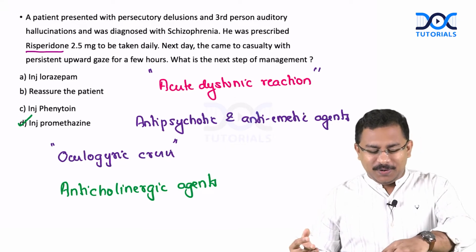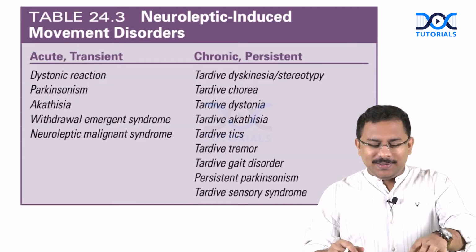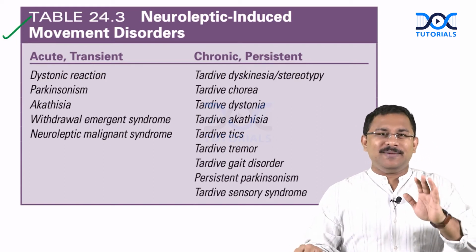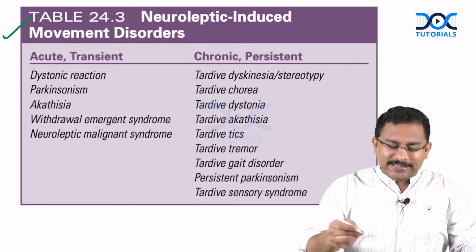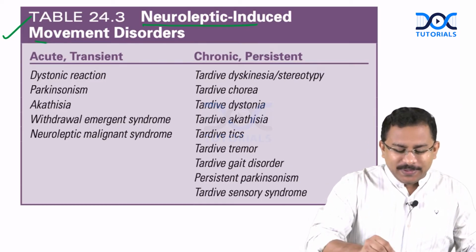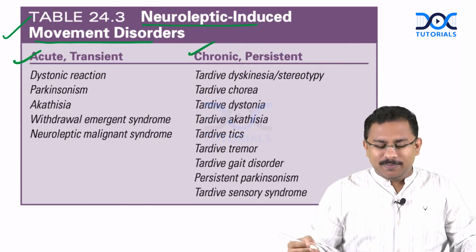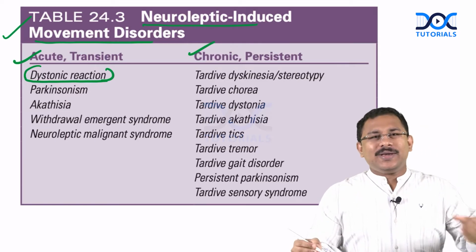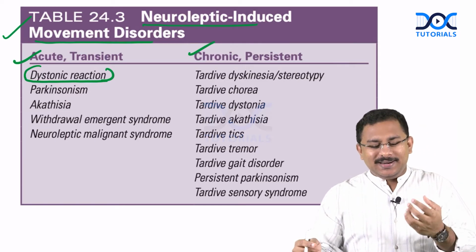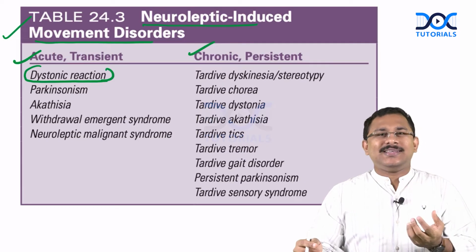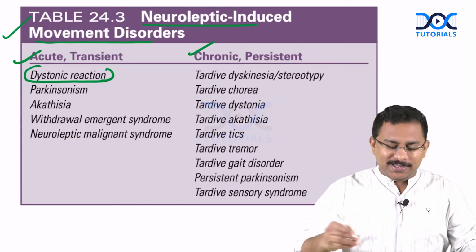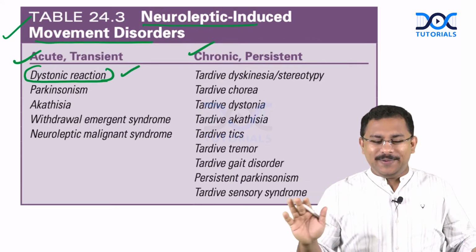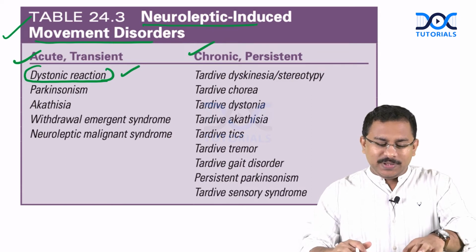Very, very important. Now, I'm just showing you a table. This is taken from the Bradley textbook of neurology, which is the Bible of neurology. So you can see neuroleptic induced movement disorders. There can be acute movement disorders and chronic movement disorders. The acute one is in the form of a dystonic reaction. You can also have certain other acute transient movement disorders and also chronic persistent movement disorders, but the examiner as of now is focusing on the acute dystonic reaction. Crystal clear. All right, let's move to the next question.